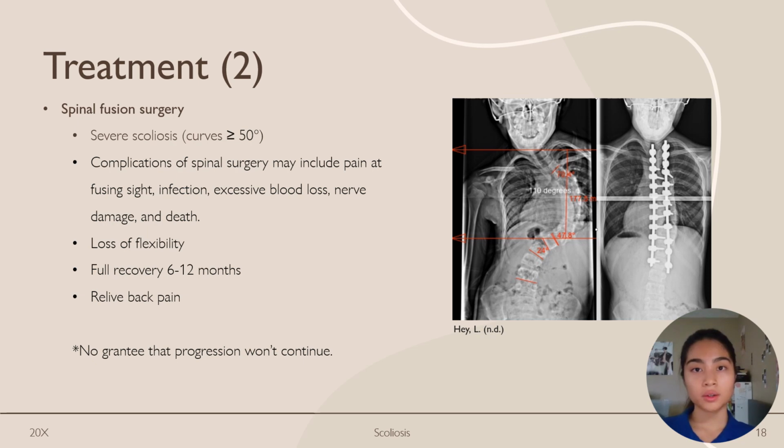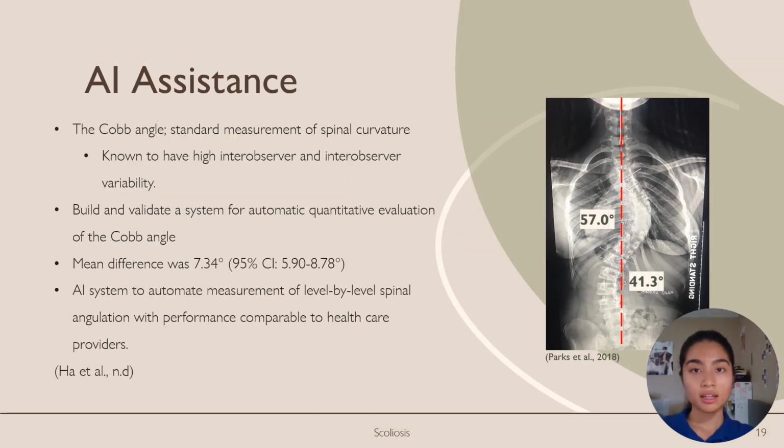For severe scoliosis, spinal surgery is necessary to manually align the spine. There is no guarantee that progression won't continue even after surgery. AI assistants can help improve accuracy in measuring the spinal curve compared to a healthcare provider doing it manually.